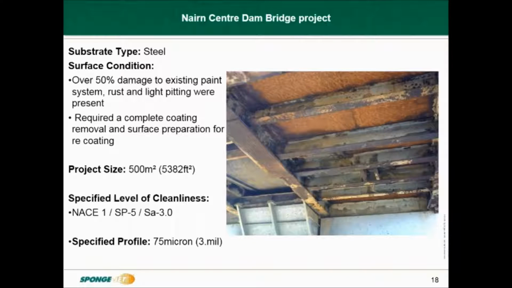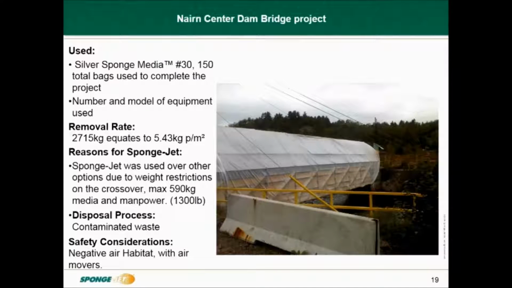The substrate was carbon steel with I-beam construction, and it had a light rust grade to heavy, so it was a C to a D grade of contamination, and they had to blast around 500 square metres. They required a Class 3 level of cleanliness and needed to produce a 75 micron profile finish in readiness for the coating system. As you can see from the picture, the bridge is fully enclosed to run the fans to create the negative air habitat. Silver 30 was the grit that was used, and they consumed about 150 bags, and that calculates out to 2,715 kilograms to perform their 500 square metres of surface prep.